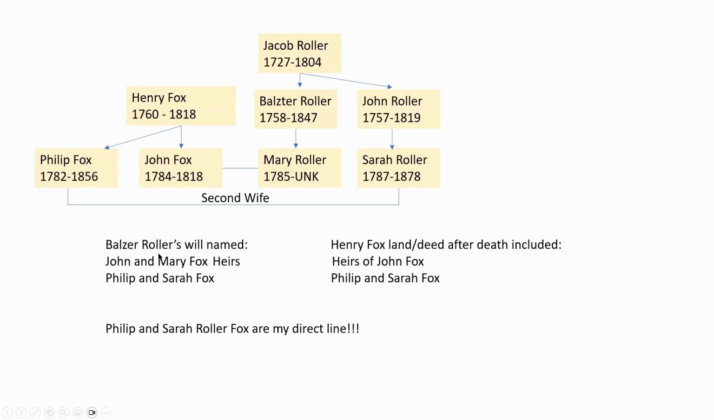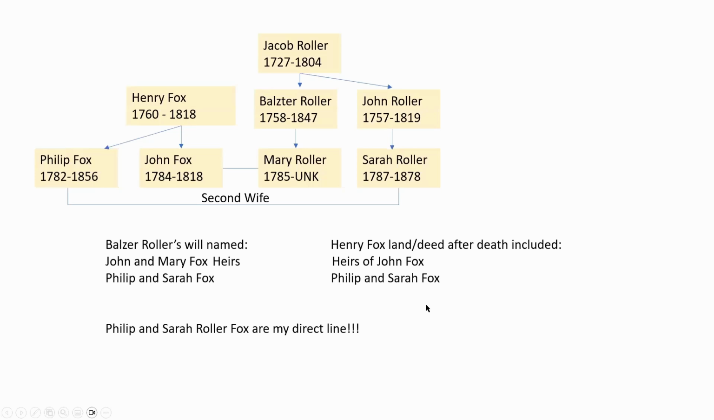And Balzer's will names John and Mary Fox, Philip and Sarah Fox. When Henry Fox died, they had to sell the land, and it talks about the heirs of John Fox, and it has Philip and Sarah's handwriting. So they're my direct line, but this is why this man we already knew about.